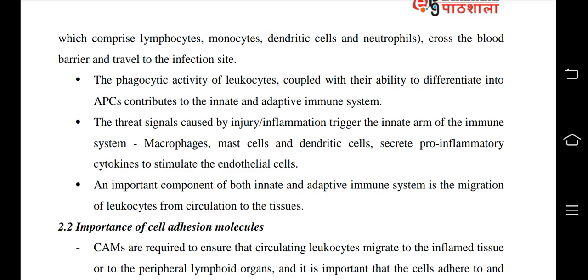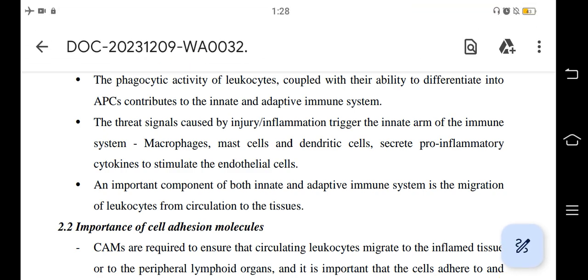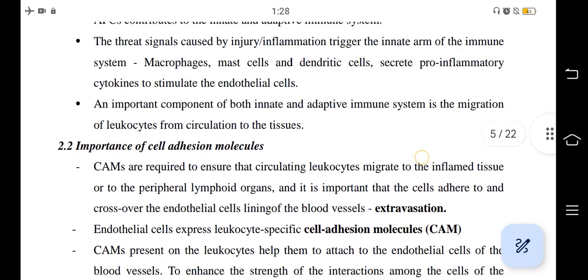The phagocytic activity of leukocytes, coupled with their ability to differentiate into APCs, contributes to the innate and adaptive immune system. The threat signals caused by injury or inflammation trigger the innate arm of the immune system, like macrophages, mast cells, and dendritic cells, which secrete pro-inflammatory cytokines to stimulate the endothelial cells. An important component of both innate and adaptive immune system is the migration of leukocytes from circulation to the tissues.